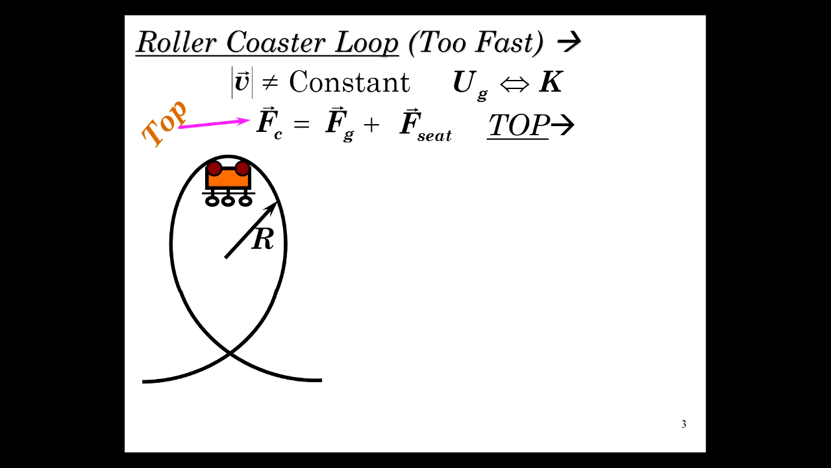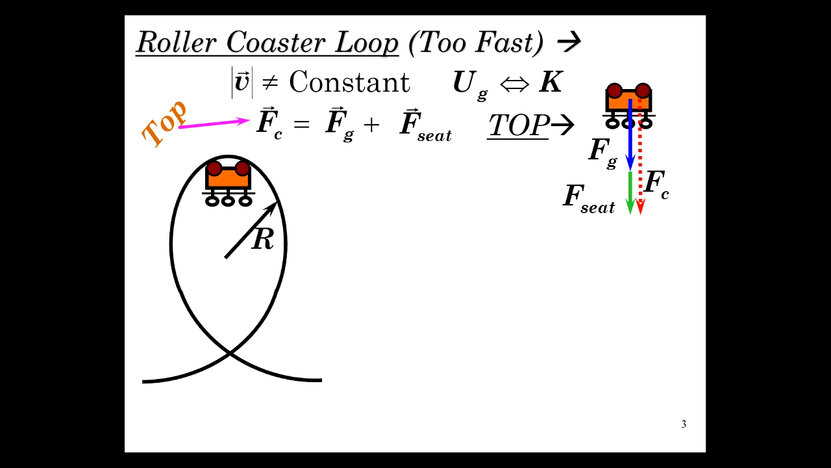So let's take a look at what this looks like. So here we are at the top. Gravity, seat force. Now the seat force can be any arbitrary size. If you're going just the right speed, it will be just Fg by itself. This will be 0. But F seat might be really long if you're going really, really fast. So it can vary in size to any value, but always points down.